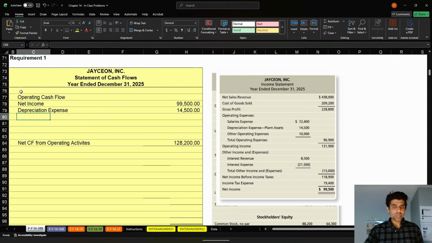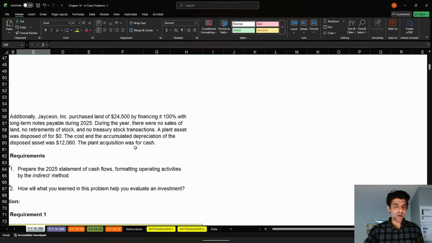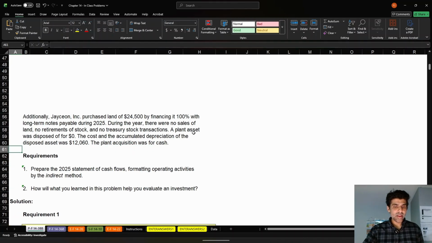Now, it didn't mention any gain or loss on the sale of an asset. It says a plant asset was disposed of for $0. During the year, there were no sales of land, no retirement stock, no treasury stock transactions. There was a disposal, but what was the book value of that disposed asset? Zero. The cost and accumulated depreciation of the disposed asset was $12,060. So though we got $0 for it, it was already on our balance sheet for zero. So there was no gain or loss. Is everyone good with that? We don't have to do that adjustment because it's neither a gain nor a loss. It's break even. We had it on our balance sheet for zero, and we got rid of it for zero.